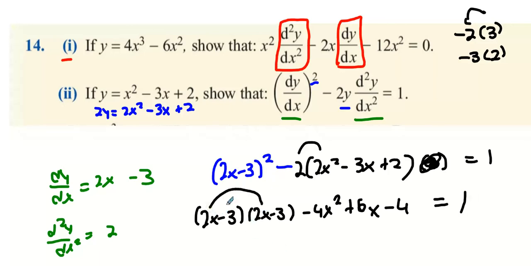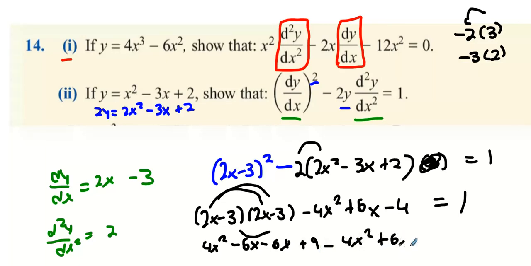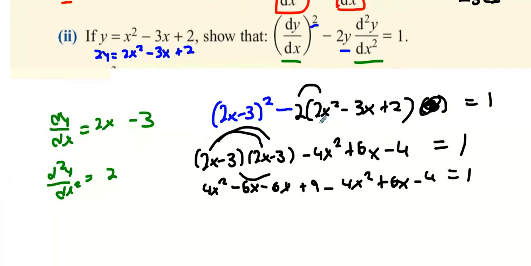Yes, it was. Now, we're going to multiply this out to get minus 4x squared plus 6x, take away 4, and that equals 1. Then we're going to multiply out these double brackets to get 4x squared, take away 6x, take away 6x, plus the 9 equals minus 4x squared plus 6x minus 4 equals 1. Now we've got to prove it equals 1. So let's see what we got here. Well, this 6x takes out that 6x.